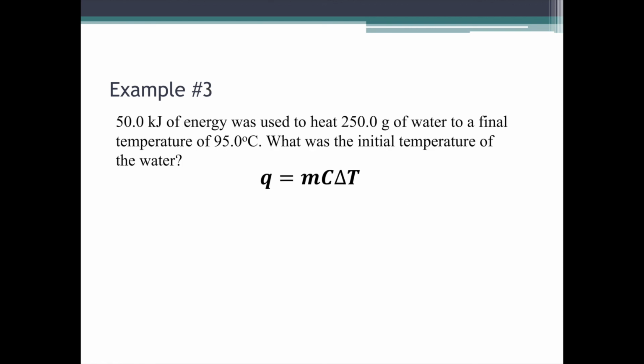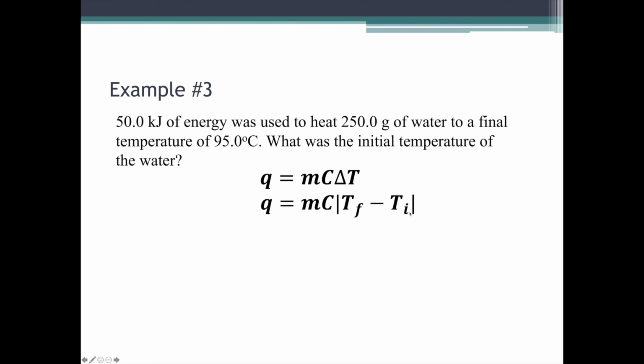In example number 3, it says 50 kilojoules of energy was used to heat 250 grams of water to a final temperature of 95 degrees Celsius. What was the initial temperature of the water? This is a slightly more complicated problem because we need to put our variable inside of delta T. So I have my Q, I have my mass, I know the specific heat of water, and I can separate out the delta T into final minus initial. Because I have final, I want to know this initial temperature Ti, right?